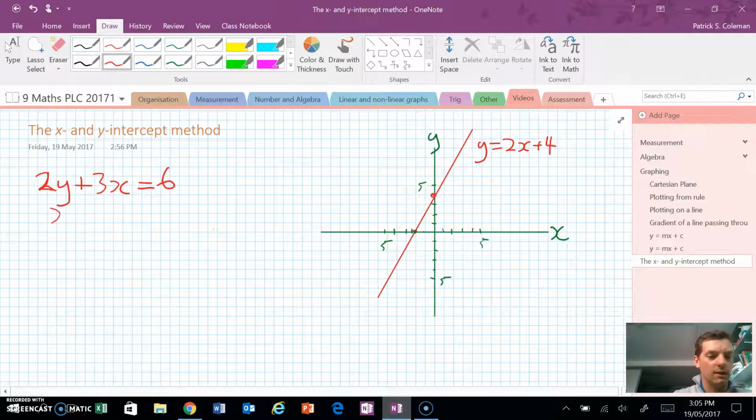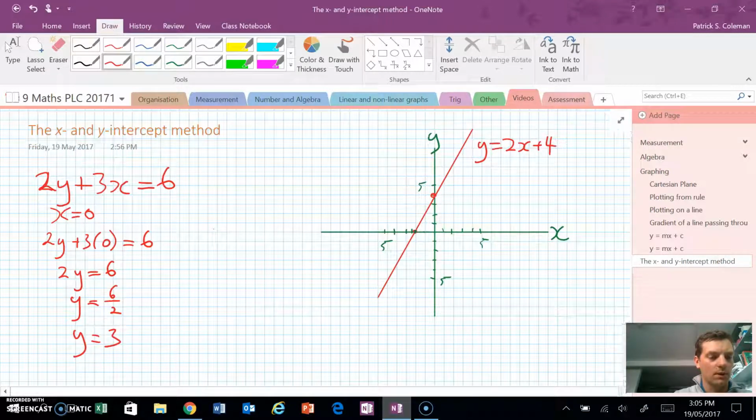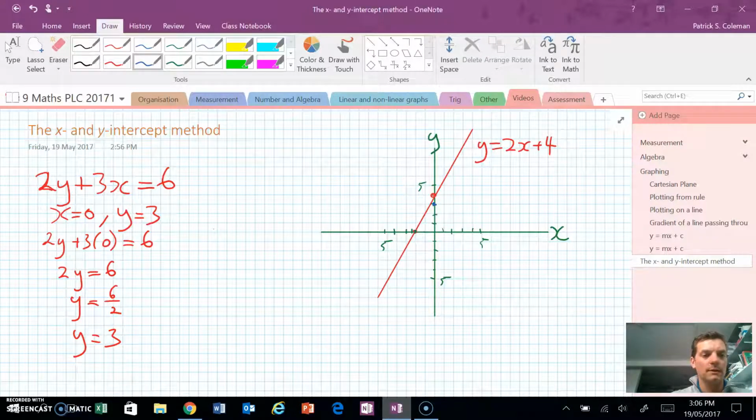So first of all, we're going to say x is equal to 0. Now this time we do have to do a little bit more working out. So we've got 2y plus 3 by 0 equals 6. So 2y equals 6. Change side, change sign. y equals 6 over 2. So y equals 3. So when x is equal to 0, y is equal to 3. So let's plot that. X is equal to 0, that's right in the middle here, and we're going up 3 spaces. 1, 2, 3. And we'll just pop this in maybe a different colour, maybe in blue, so that we can clearly see the difference there.